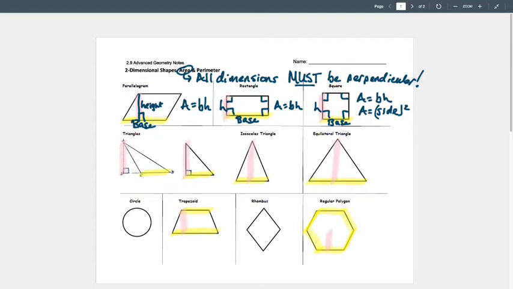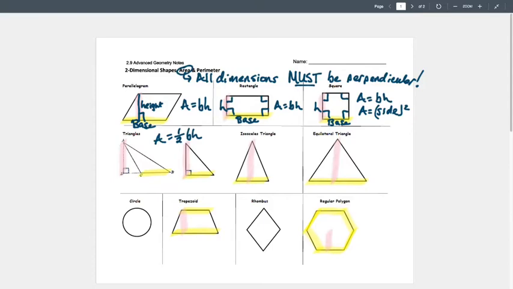But like I was saying, a square is also a rhombus. And so when I talk about the rhombus here in a second, I'll come back and add another formula for the square. All right, a triangle, its formula is area equals 1/2 base times height.